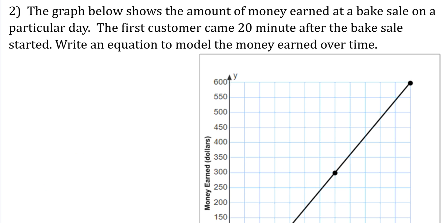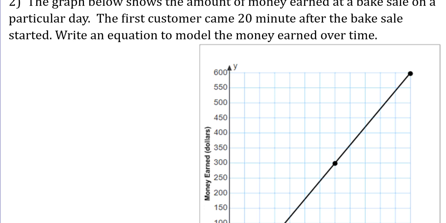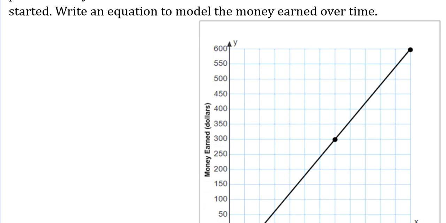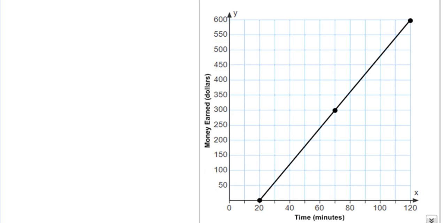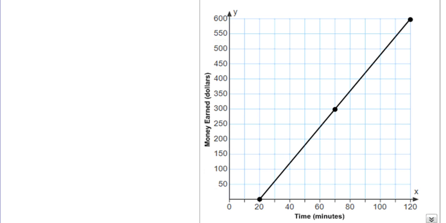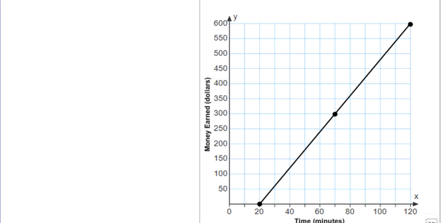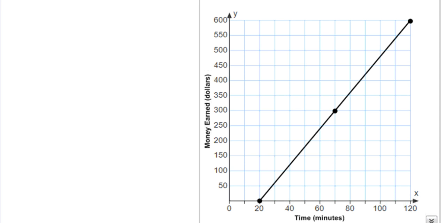Let's take a look at another scenario. The graph below shows the amount of money earned at a bake sale on a particular day. The first customer came 20 minutes after the bake sale started. Can you write an equation to model the money earned over time? And so here's our graph. So can we write an equation talking about the money earned over time?